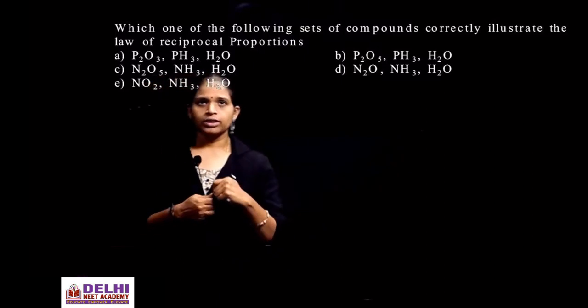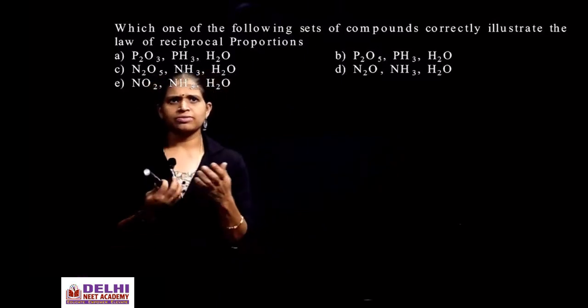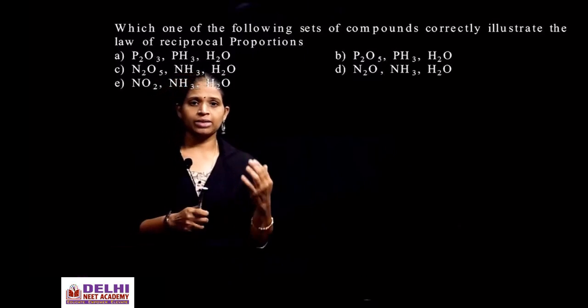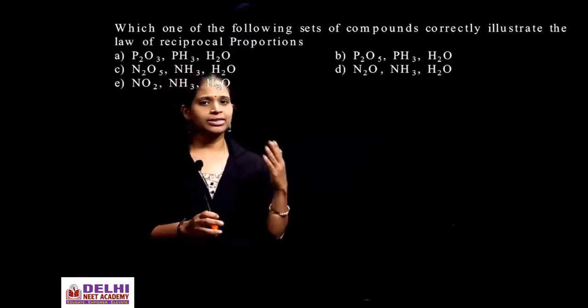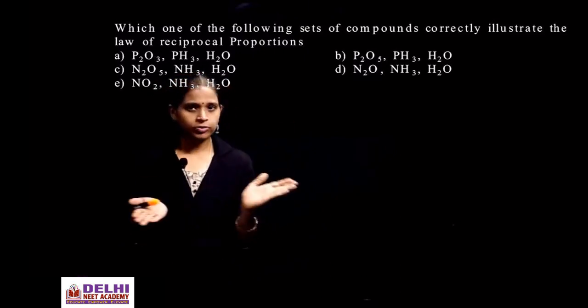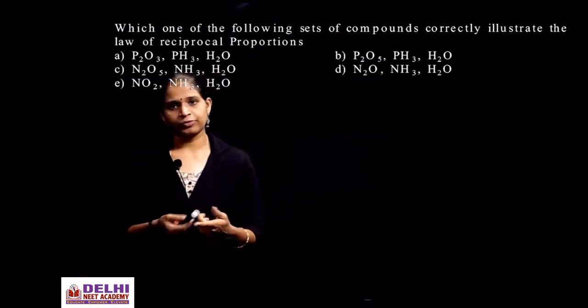So how will I actually find out? Just find out, do I have all three elements present or more than that? If it is more than that or less than that, just rule out those options. If I have three elements, then I have to work on it.